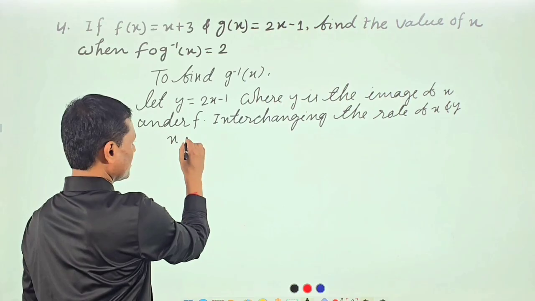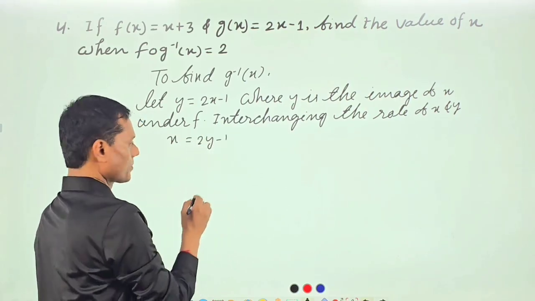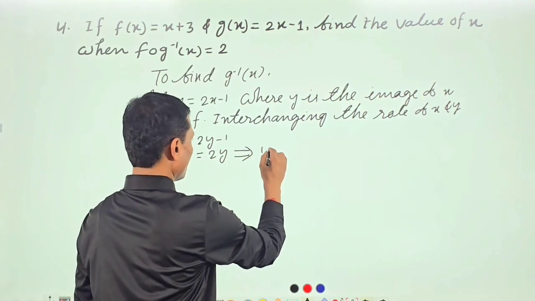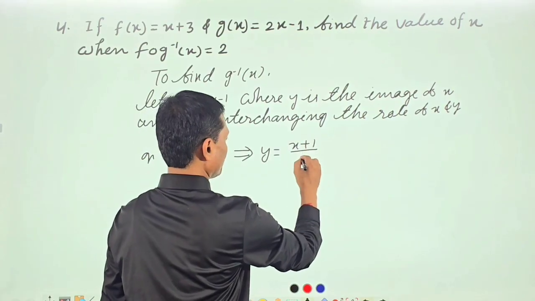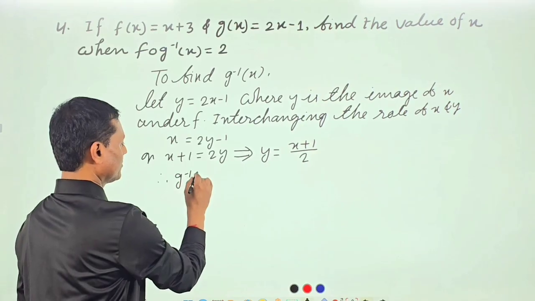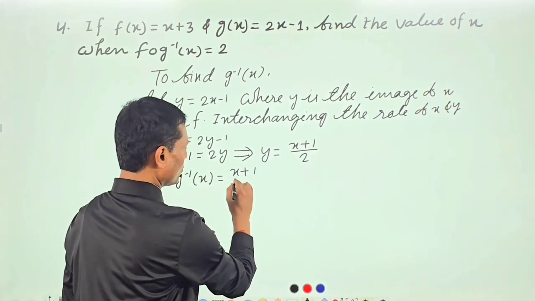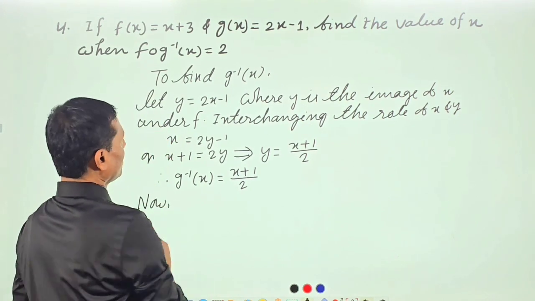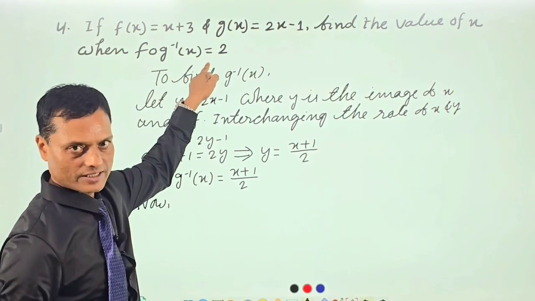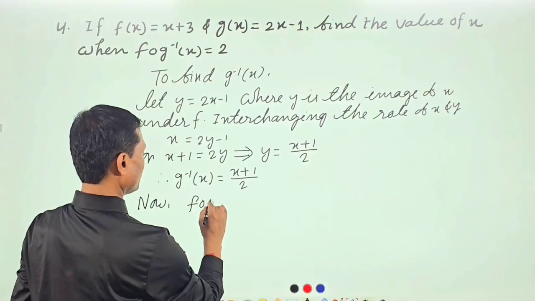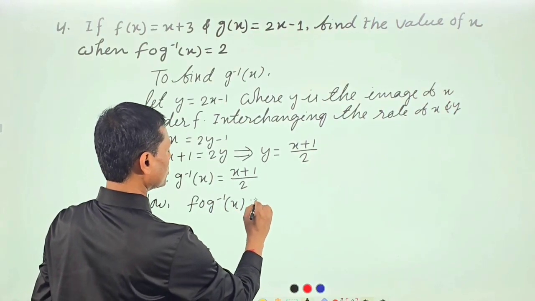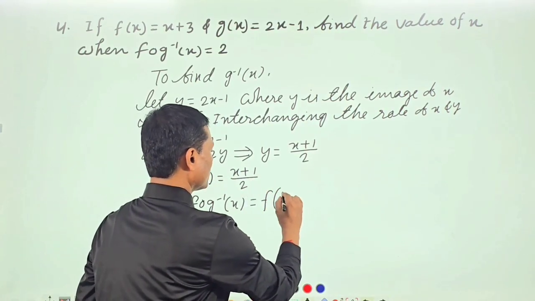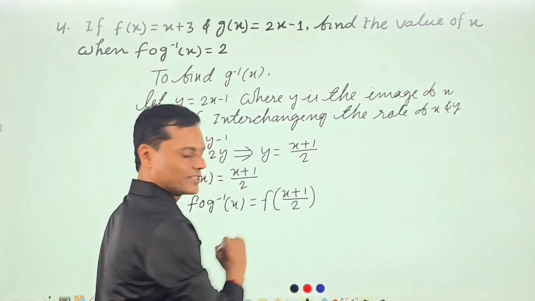So y becomes x, and that is 2y minus 1. And from here we can get here x plus 1 equals to 2y. That gives us y equals to (x plus 1) by 2, isn't it? So therefore we can write here g inverse x equals to (x plus 1) over 2. So we have already found the value of g inverse. Yes. Now let's find the value of f of g inverse x, right? So f of g inverse x, listen carefully, equals to f of g inverse x, and g inverse x we have here (x plus 1) by 2, isn't it?